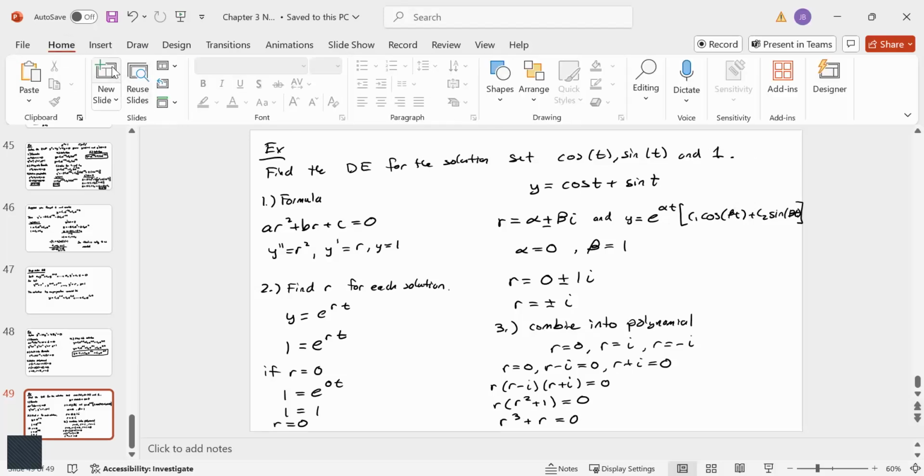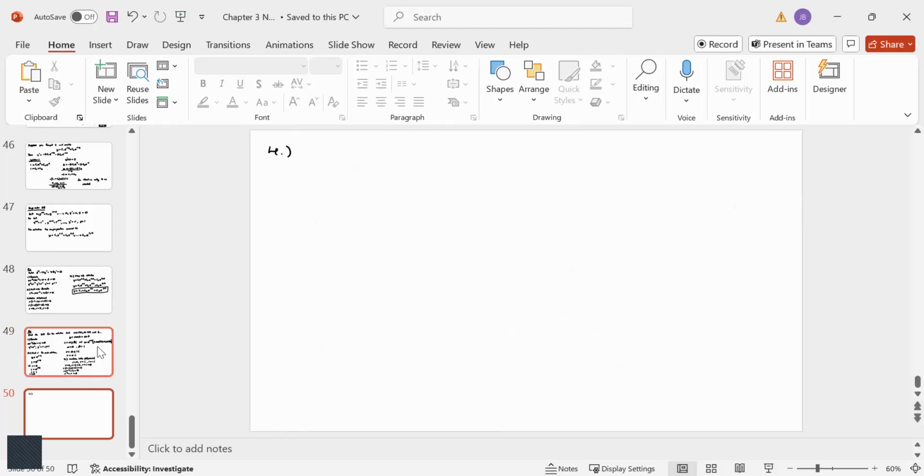So the final step, which is going to be step 4, I believe, yep, is write as a differential equation. If we write it as a differential equation, then r cubed plus r equals 0 becomes y triple prime plus y prime equals 0. So that's how we convert from a set of solutions to a differential equation. You reconstruct it from things you've already seen, right?